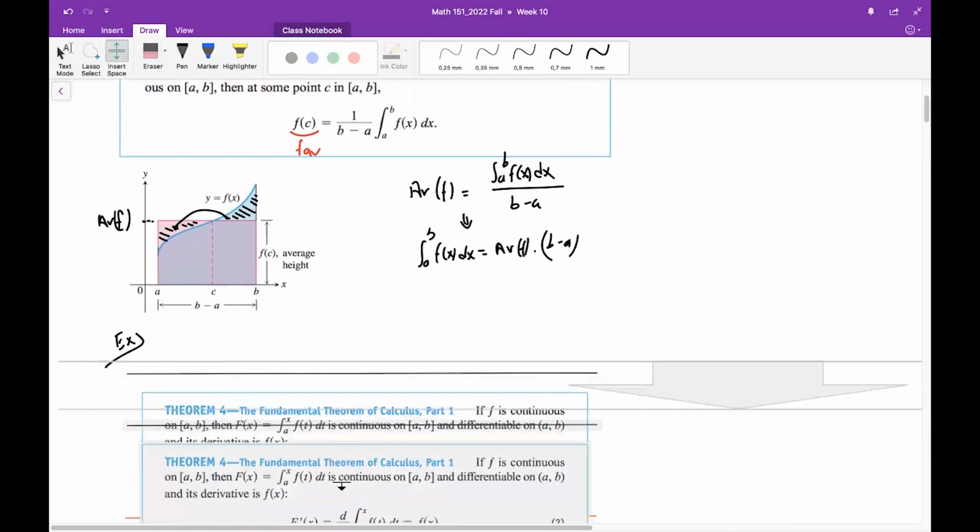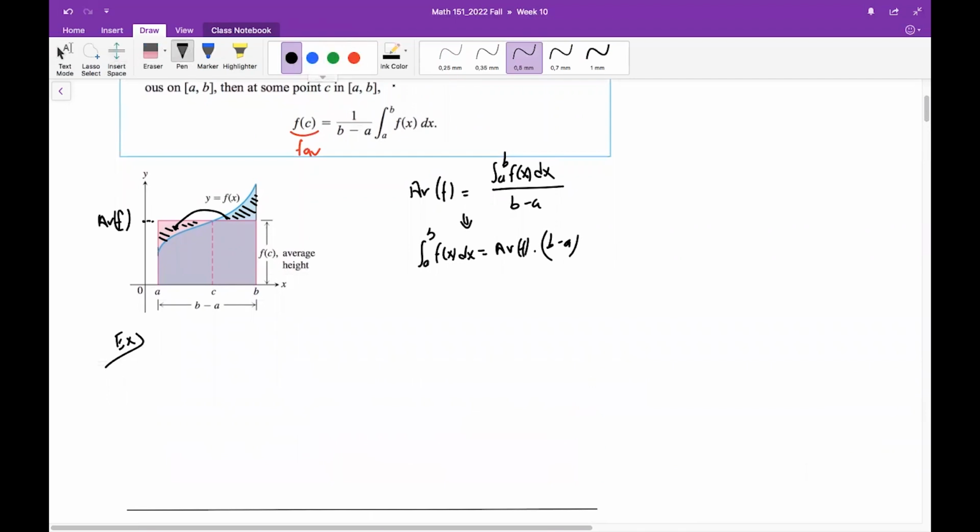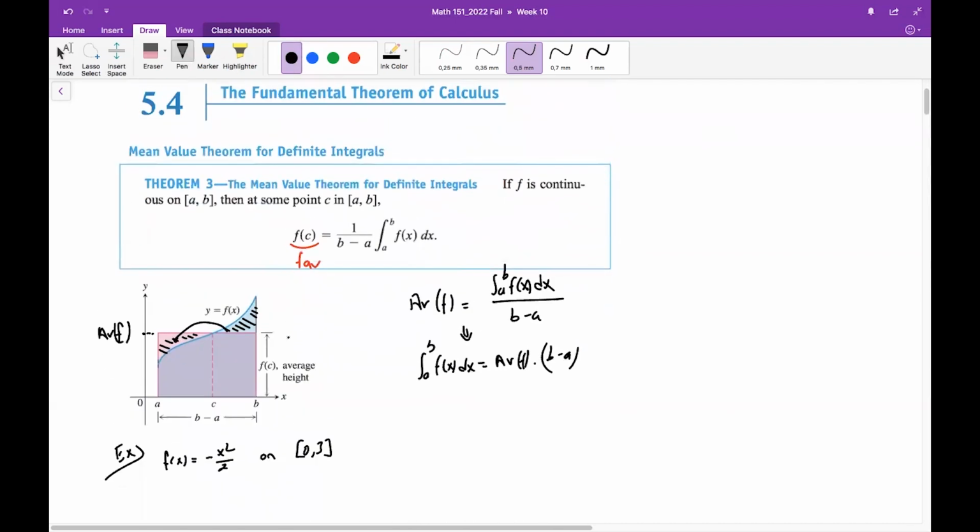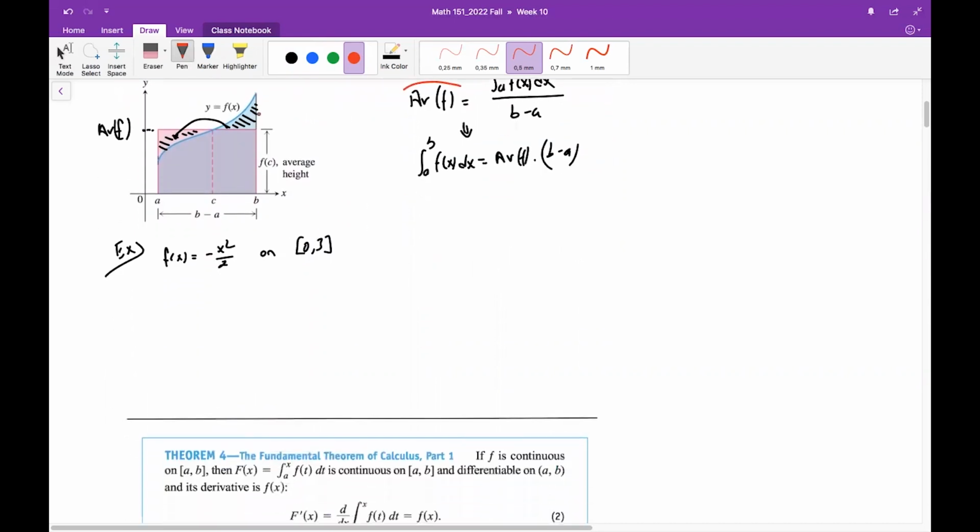Okay, so let's consider this function f of x equals minus x squared over 2, and let's consider it over this closed interval from 0 to 3. And let's compute f average first, and then we will try to find the point C in this interval such that the image of C is exactly what we found as the f average, okay?